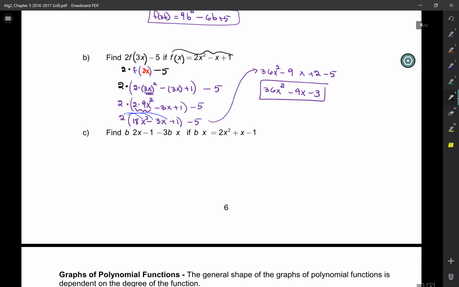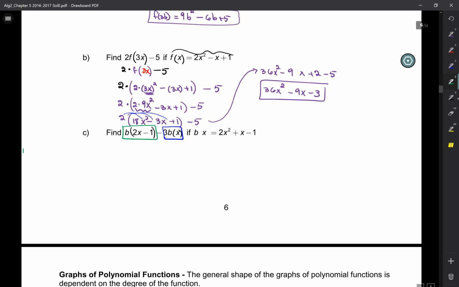All right, so this next one, we need b of 2x minus 1 minus 3b of x. All right, so I'm going to divide and conquer this one. I'm going to make it 2 mini problems and then combine them. Okay, so the first one I have is this one in the green. And then I have another one in the blue. All right, so let's just do the one in the green first.